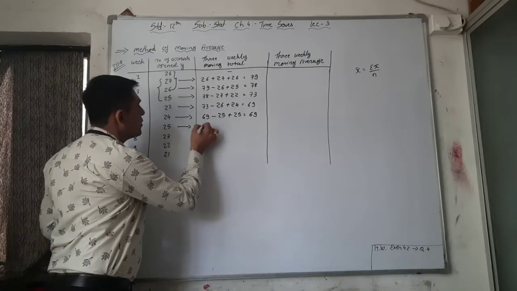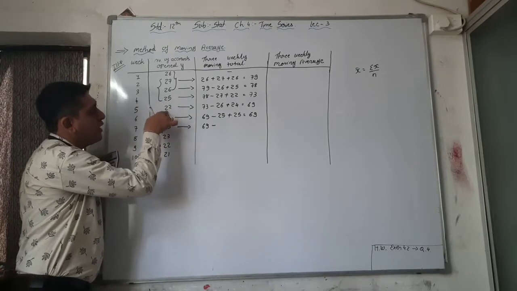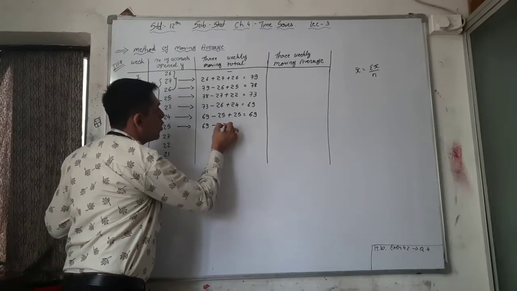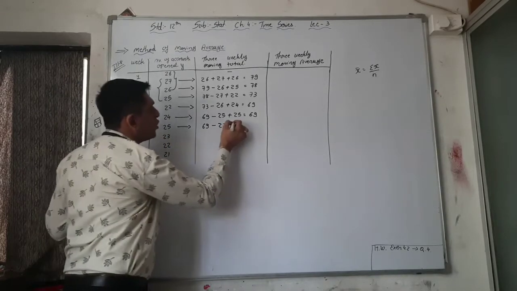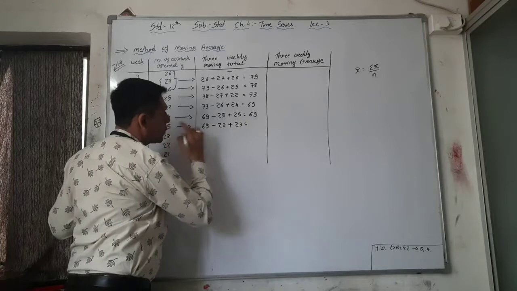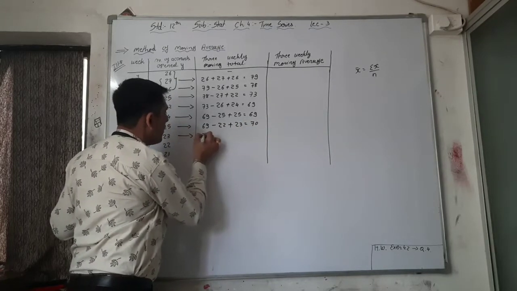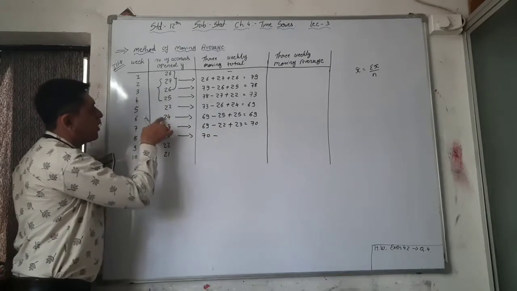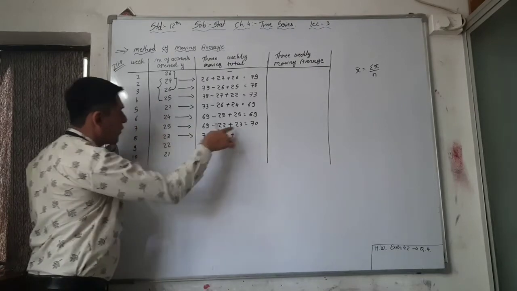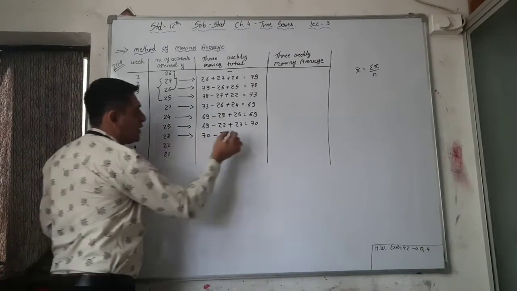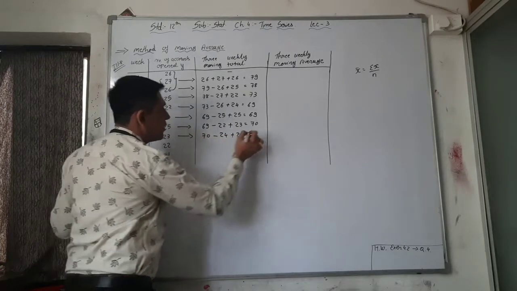Next one, 69 minus, we are subtracting 25, then 22. So 22 plus, after 25 we have to add 23. So here 70 is the answer. Now from 70 we have to subtract 24, that is after 22 the amount is 24, and after 23 the amount is 22. So we have to add 22, and the answer is 68.